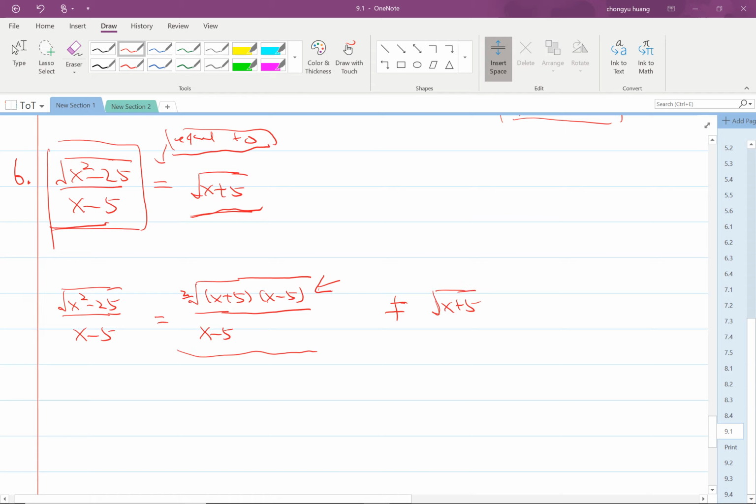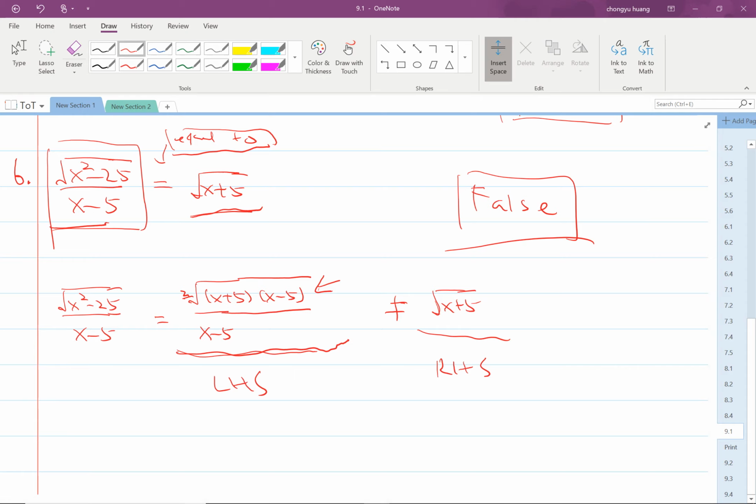So this is already the simplest form. We cannot cancel anything more than that, and you can see those two statements are totally different. The statement over here is a false statement. The right hand side and the left hand side are totally different, so it cannot be equal. Therefore the statement is false.